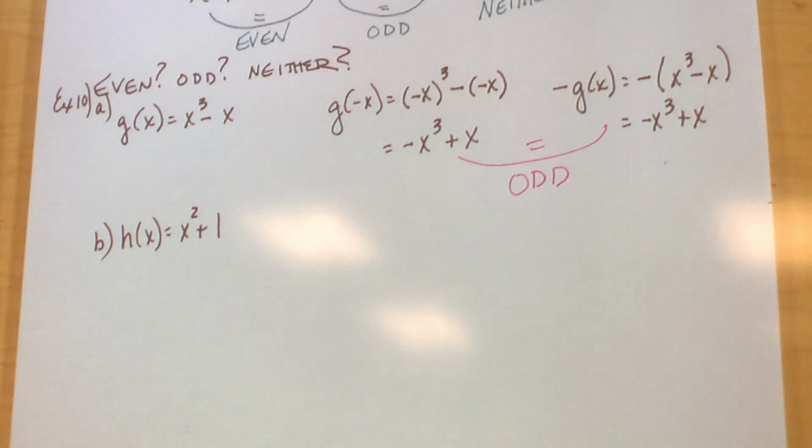Will it ever be all three, or not all three, like both? Well, can it be odd and even? No. Alright. No, it cannot be.